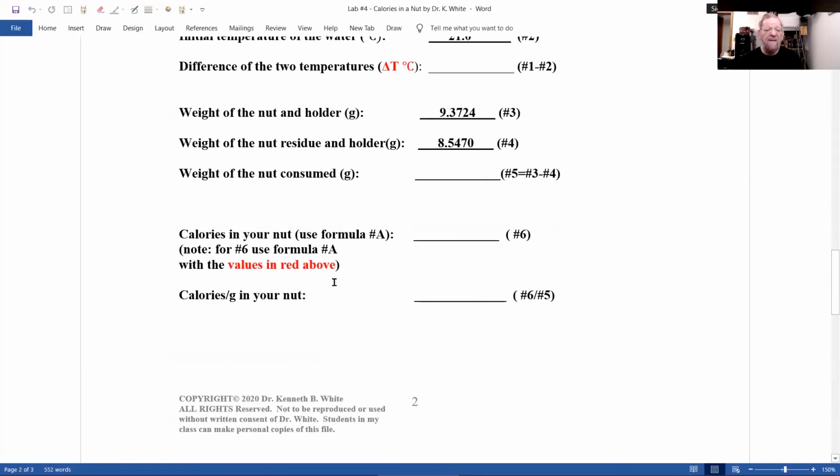Now, how do you calculate the calories in your nut? Dr. White tried to make it easy for you. Don't tell anybody I'm being nice. Use Formula A for number 6, which is this right here. Use the values and put it in Formula A.